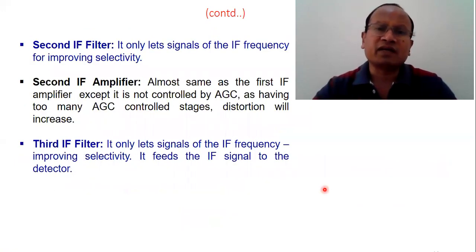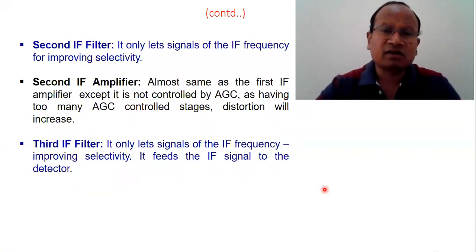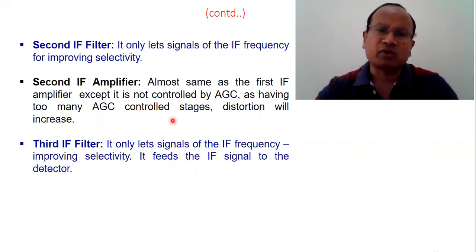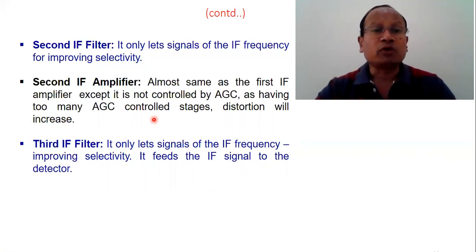Then the second IF filter and second IF amplifier further improve the selectivity. AGC is not connected here because AGC is there at the initial input, so only there will it control the amplitude variation. The output of the second IF amplifier goes to the third IF filter, where it only allows signals of the IF frequency, again improving the selectivity, and then it feeds to the detector.